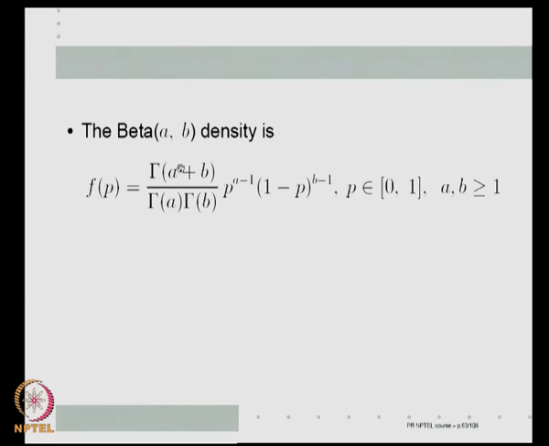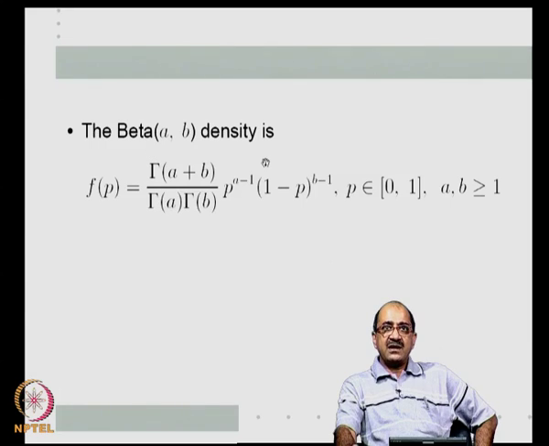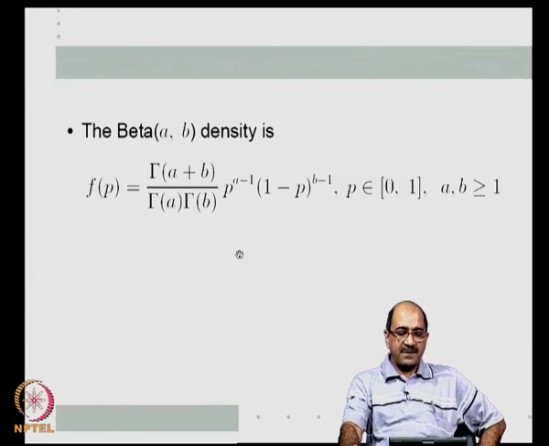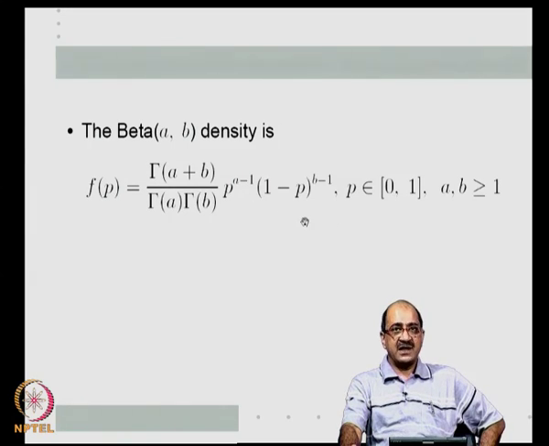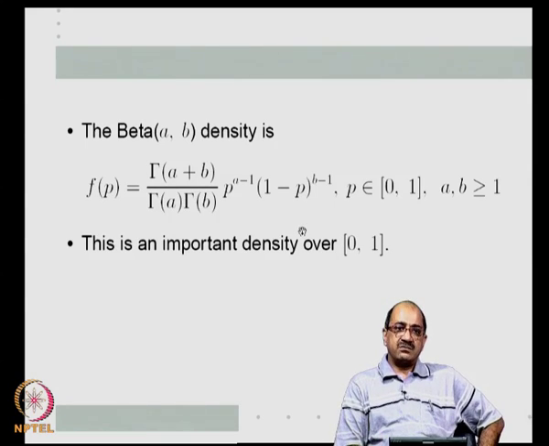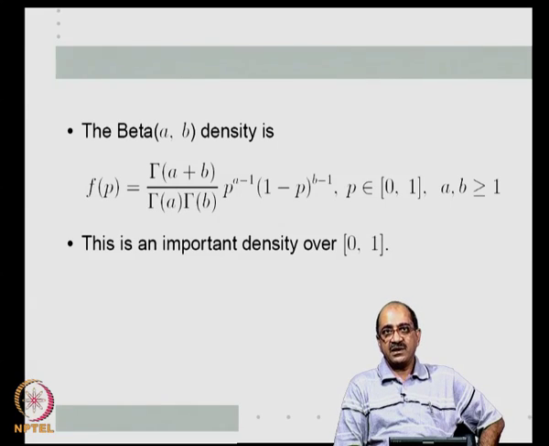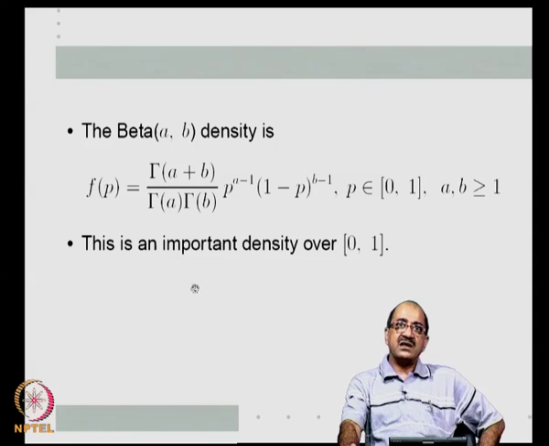So, the beta density, Beta(a, b), with parameters a and b, is the density given by f(p) is gamma of a plus b by gamma a into gamma b into p to the power a minus 1, 1 minus p to the power b minus 1. This is the density. This is a very important density over 0 1. Many other densities over 0 1 all of you know, for example, uniform is one density over 0 1 that everybody knows. So, after the uniform density, possibly this is one of the very important continuous densities which are defined over 0 1, where the random variable takes values only over 0 1.